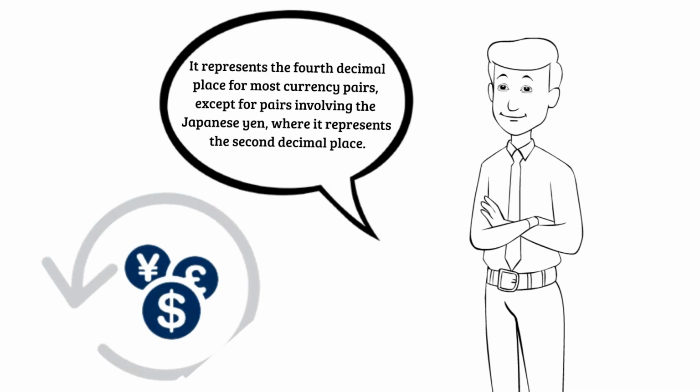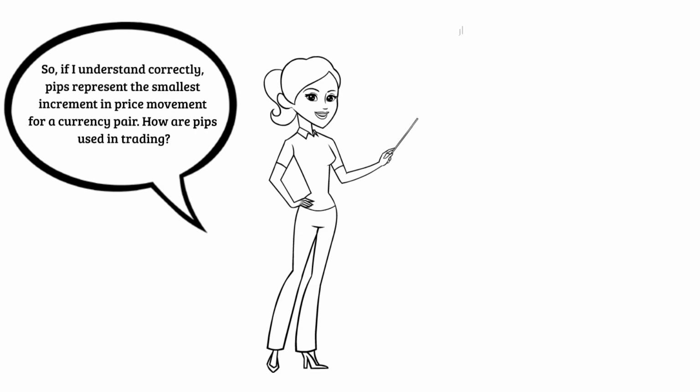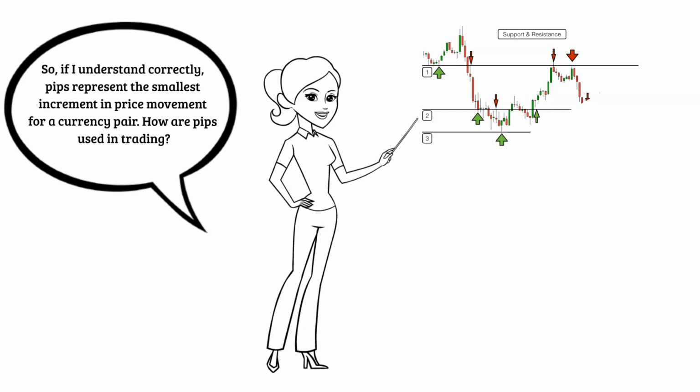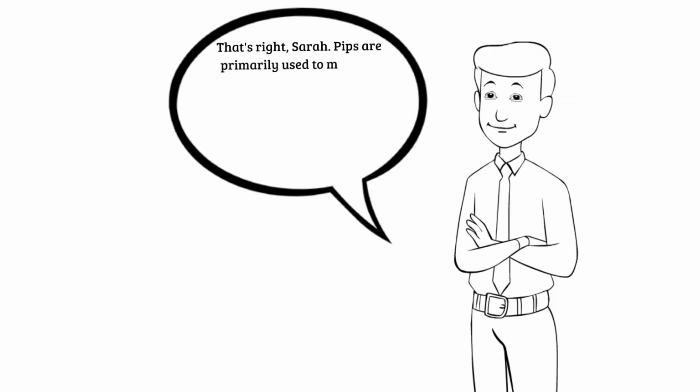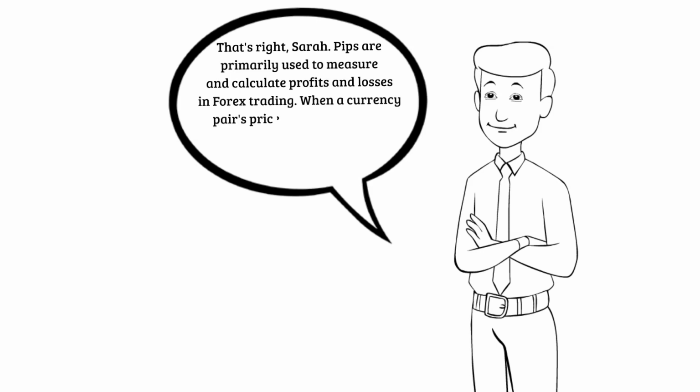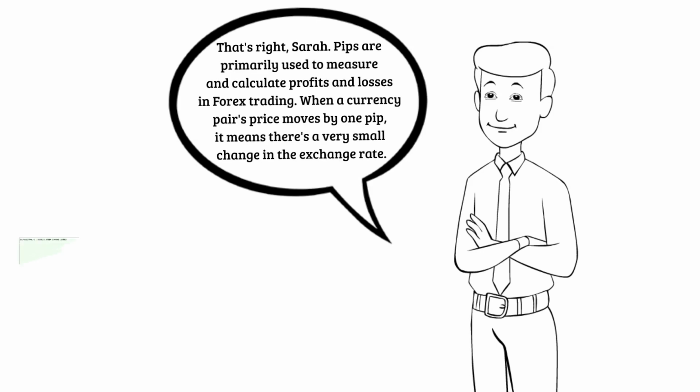So, if I understand correctly, pips represent the smallest increment in price movement for a currency pair. How are pips used in trading? That's right, Sarah. Pips are primarily used to measure and calculate profits and losses in Forex trading.